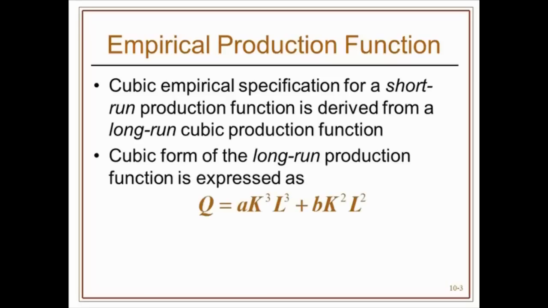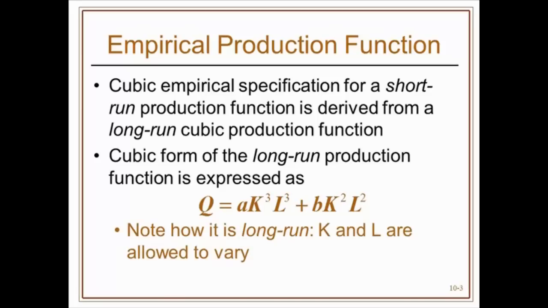The long-run function is still cubic in the sense that it has these terms that are to the third power. If you remember back, something to the second power is squared, something to the third power is cubed. And so we call this a cubic long-run production function. And you can see that output here, Q, is related to capital, K, and labor, L. And you have these two different coefficients to it. And of course, it's long run. We're allowing the amount of capital and labor to vary.